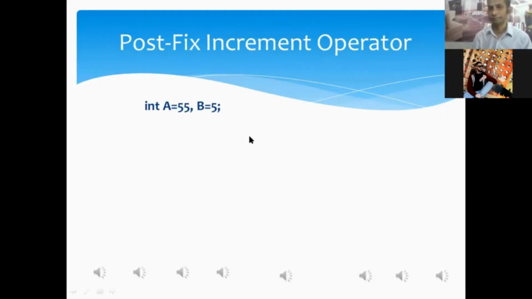A is 55, B is 5. Now, do write the value of A and the value of B in your notebook. A's value is what? A is 55, and B's value is? 5. Okay, my dear. Have you written? Yes. Okay. Now, Mr. Ibrahim, the statement is before you.